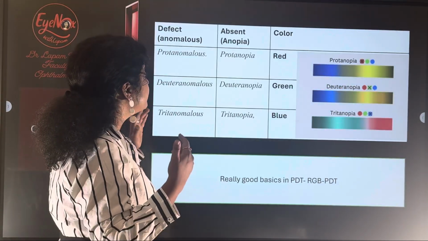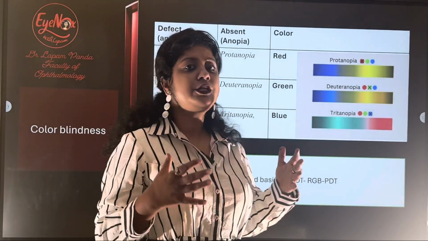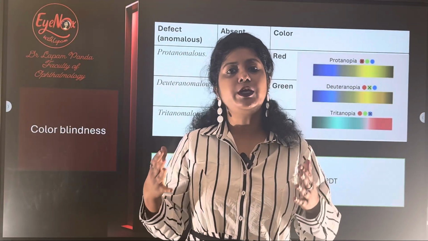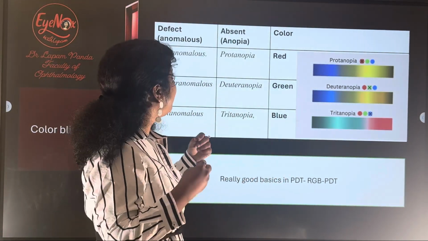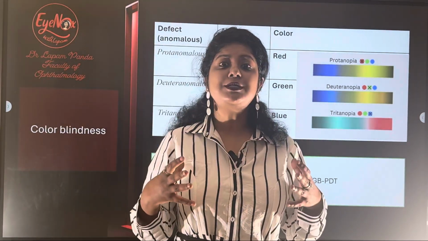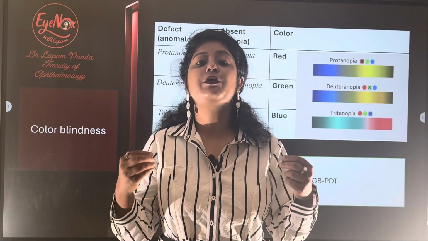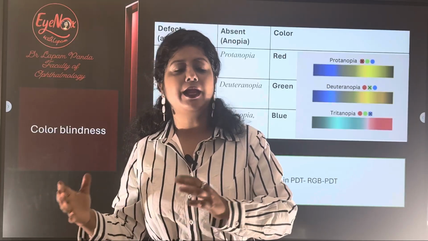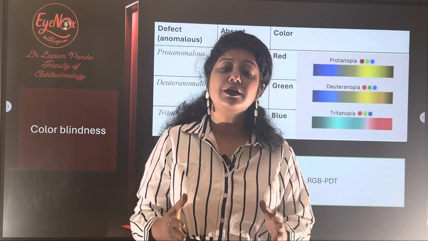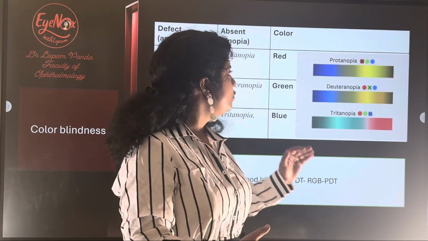And if there is any problem in appreciation of any of these colors, we call it the anomaly. And if the appreciation is completely absent, we call it anopia. If there is any problem, we call it anomaly, and if there is complete absence of appreciation of the color, we call it anopia. So what is anomaly?